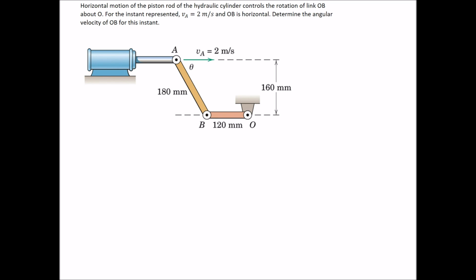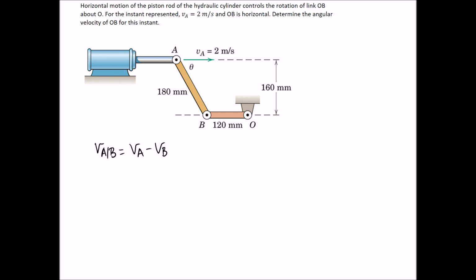So this is going to be a question where we need to consider the relative velocity of the different components. And because we're given the velocity of A, and we're asked to find the angular velocity of this link here, which is going to be related to point B, the ones that we're going to want to consider it between are A and B.